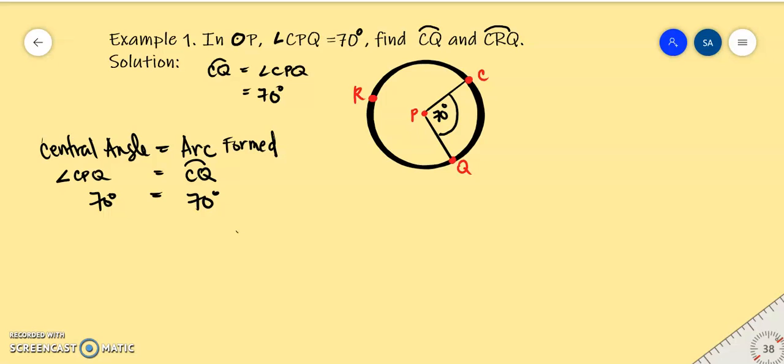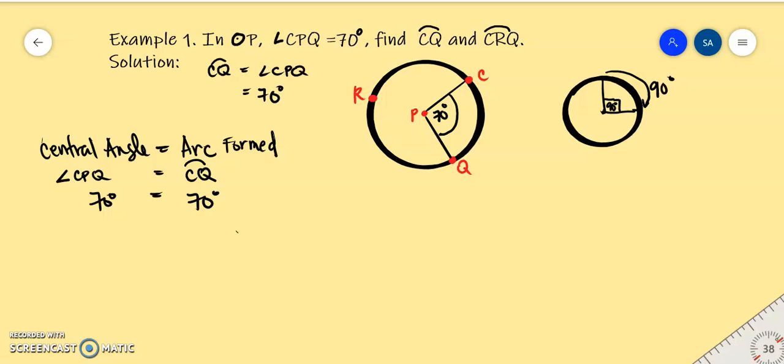Halimbawa, hindi ito 70, for example, meron tayong circle dito. Let's draw a circle. And the measure of the central angle is 90 degrees. Therefore, yung arc form doon sa loob ng ating central angle is equivalent to 90 degrees also. This part of an arc right here is equivalent to 90 degrees also. That is one of the definitions of central angle.